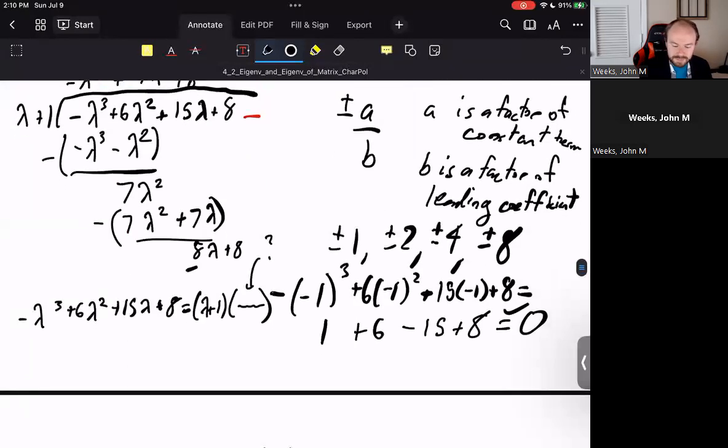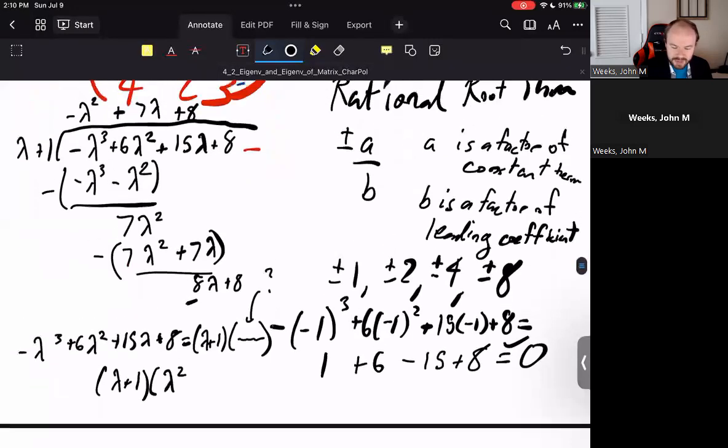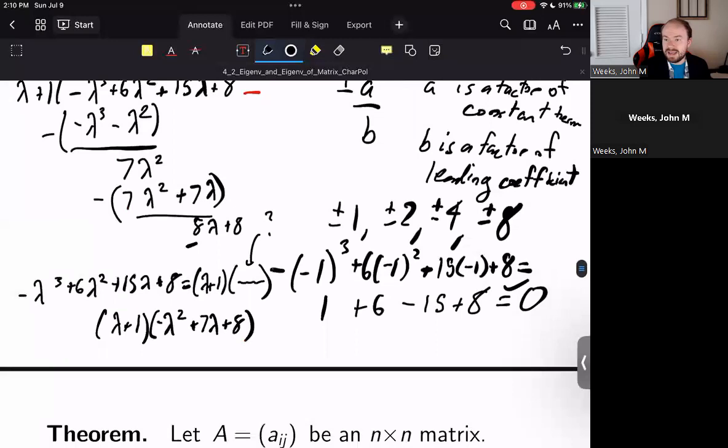So this is lambda plus 1 times lambda, negative lambda squared plus 7 lambda plus 8. And now I have something that I could go through and factor if I would like. I can now either do the rational root theorem again and do some division like before, or I could write this as lambda plus 1 times, and I'll bring a negative out here, lambda squared minus 7 lambda minus 8. Everything has changed its polarity because I brought a negative outside of that second trinomial.